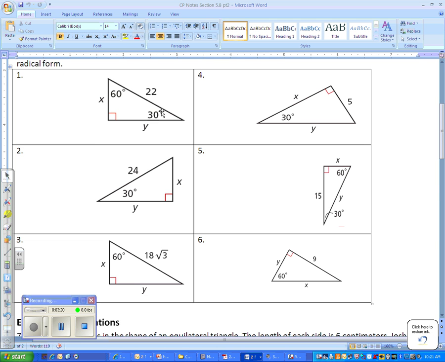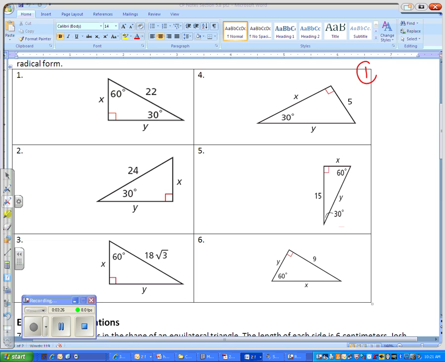Okay, so number 1, they give us the hypotenuse. Remember the shortcuts we're going to try to use. If you don't want to use them, that's fine. But one thing you've got to remember is just for 30, 60, 90 triangles is that the hypotenuse equals 2 times the shorter leg. So if this whole thing, that's the hypotenuse, is 22, what does x have to be? X is going to be half of it. 22 divided by 2, x is going to equal 11. So that's one answer.